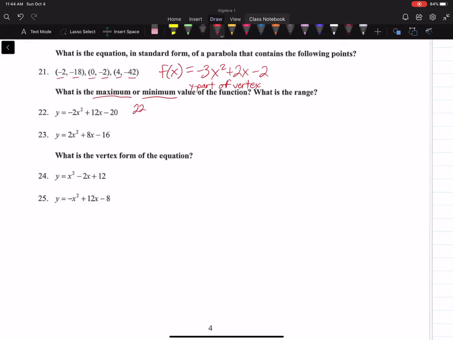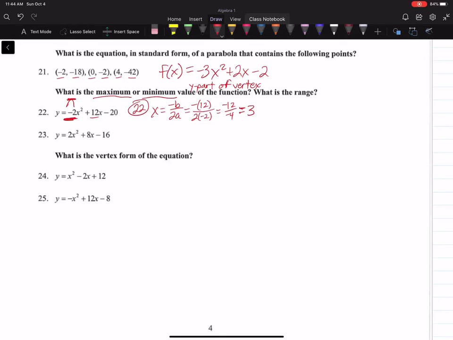So for 22, I'm going to do my axis of symmetry first because we have to find x before we can find y. So negative, let's see here, b is 12 in this problem, divided by 2 times a, which is -2. So that's -12 over -4, which equals +3. So to get my maximum or minimum, I plug in 3. Before I go any further, I know this one's going to be a maximum because a is negative. That means it's going down, okay?